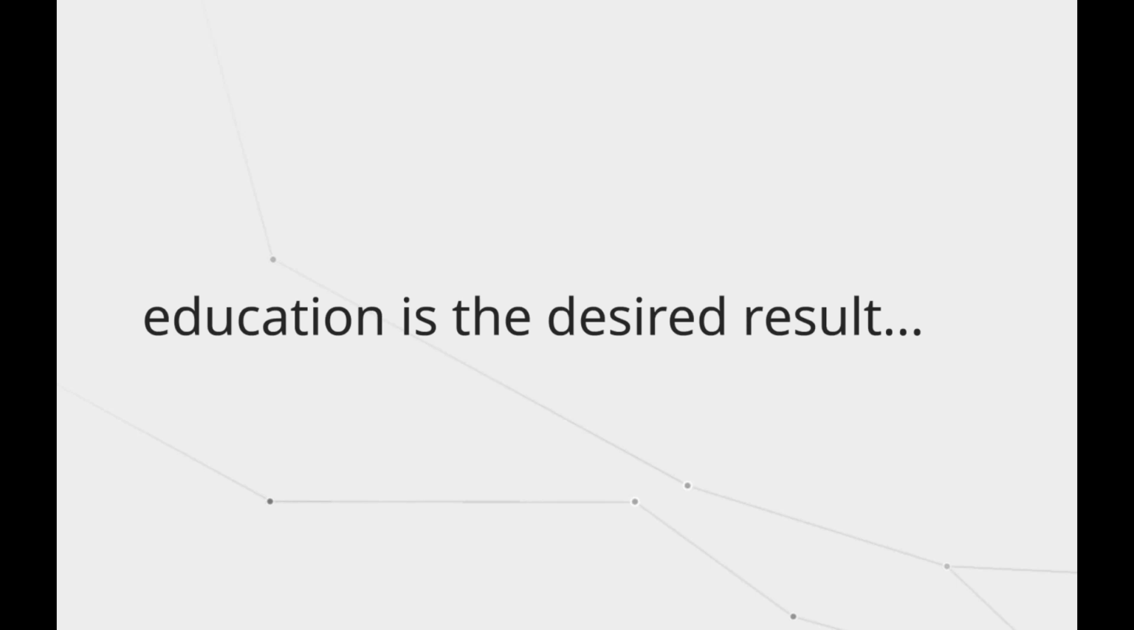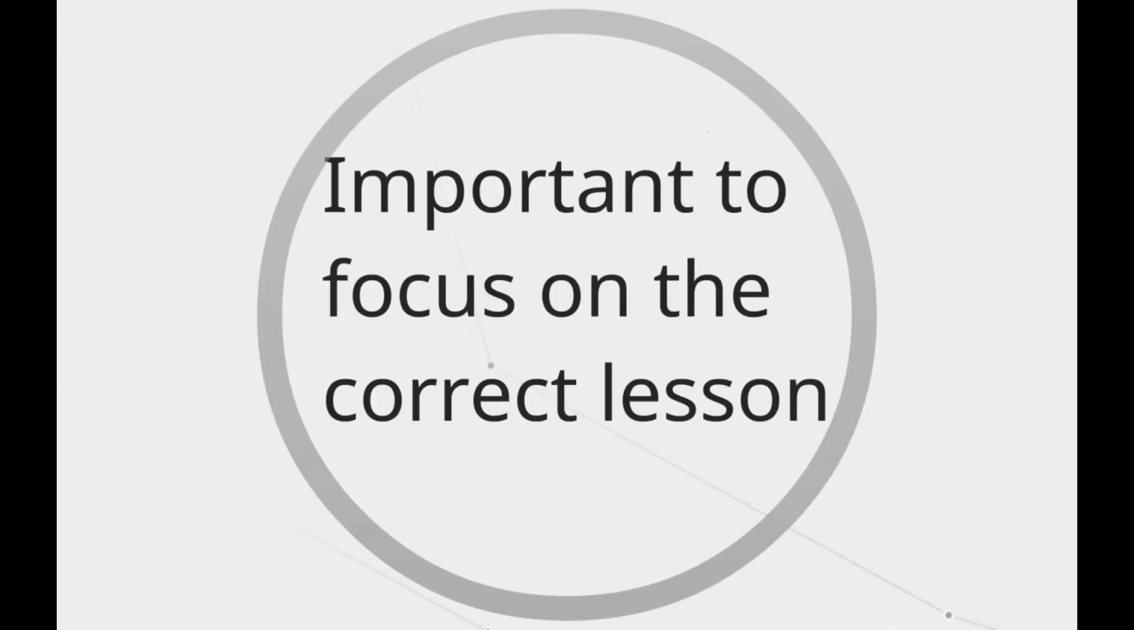So it doesn't matter if you need a sophisticated education to get a professional degree, or you just need information to get from point A to point B. I needed to learn something, and education is the desired result. I didn't need to know the entire map and memorize the entire map of Ottawa. I just needed to know how to get from point A to point B. It was as simple as that. So education is the acquisition of knowledge. Education is also the desired result. So it's important to focus on the correct lesson.